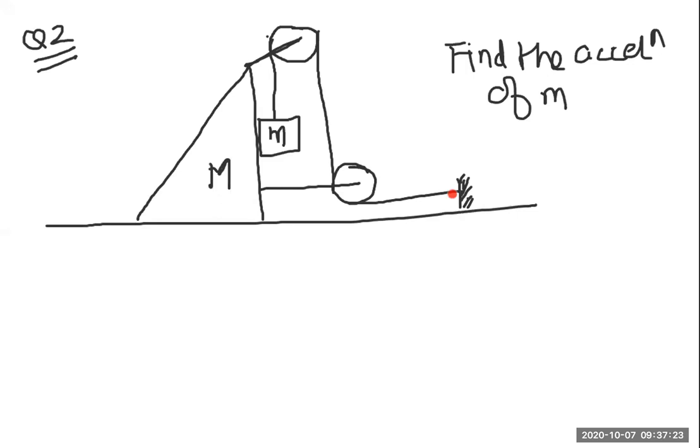मैंने कब बोला था कि वेज रेस्ट पे है. I have not said that the wedge is at rest. T by M तो आंसर हो नहीं सकता है ना. उत्कर्ष, T क्या चीज है. What is T.